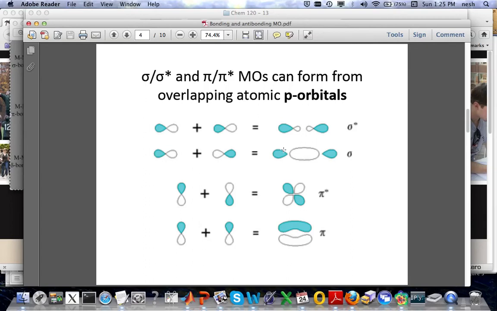Well, turns out we can make sigma and pi type MOs from here. So here's an example of forming a pi molecular orbital. It's constructive interference between these two standing up kind of p orbitals to produce that pi orbital. And here we have destructive interference between these other two ones to produce a pi star antibonding orbital.